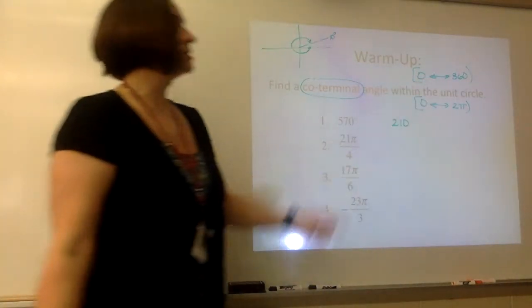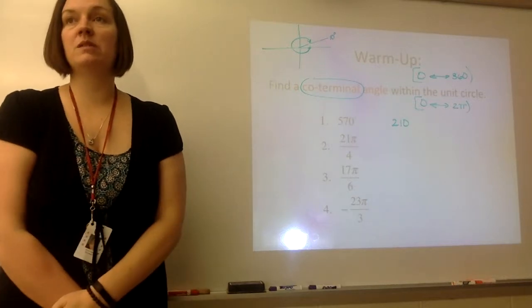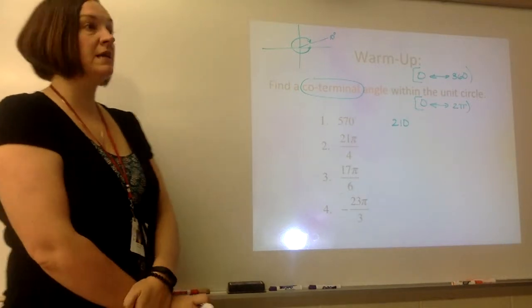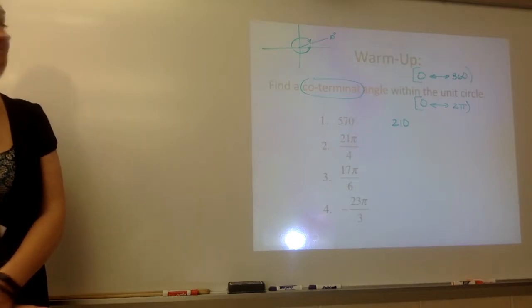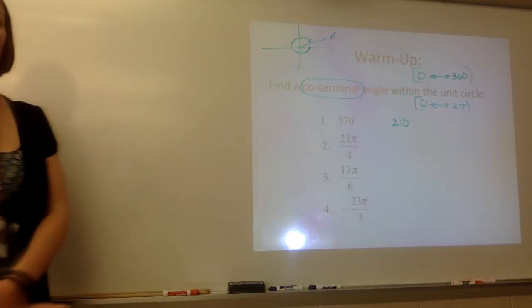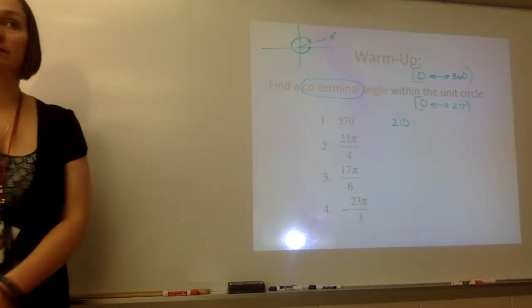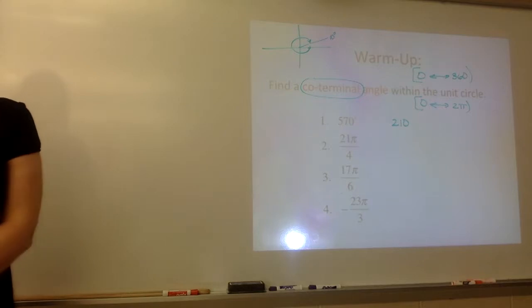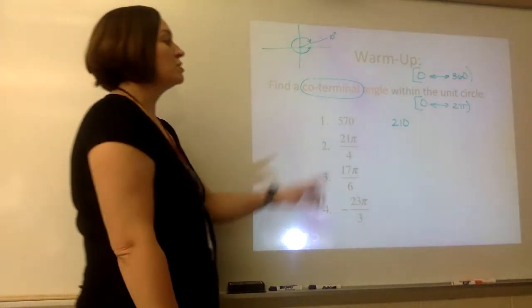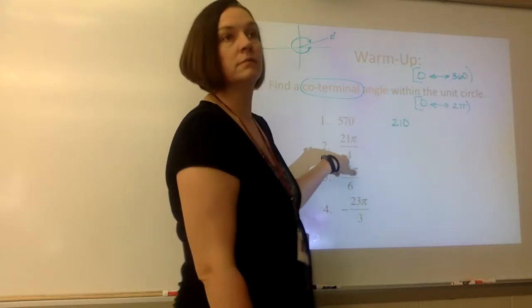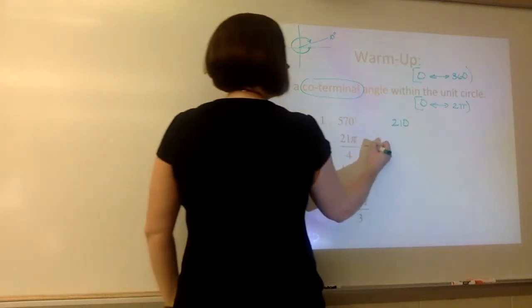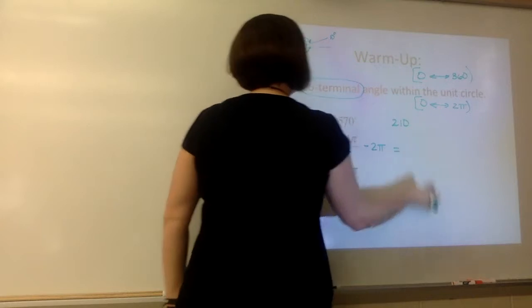Got it? What about 21 pi over 4? This is a good place for you to check in because now we're going to go to radians, which most of you don't enjoy yet. 21 pi over 4. Is it bigger or smaller than a unit circle value? Way bigger, correct? So our procedure was to add and subtract 360, so we're going to add and subtract what? 2 pi.